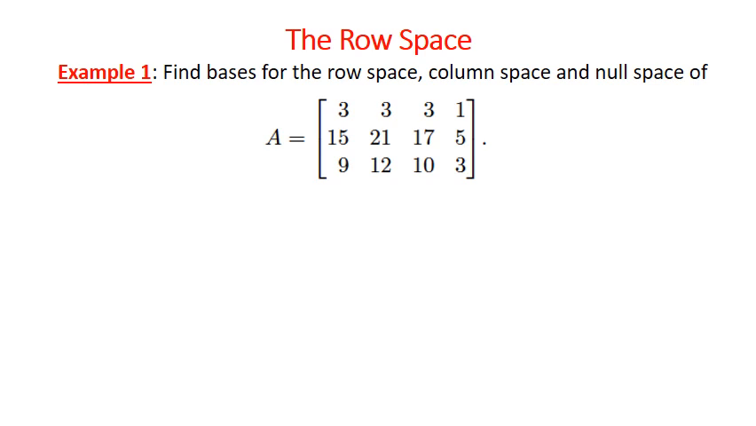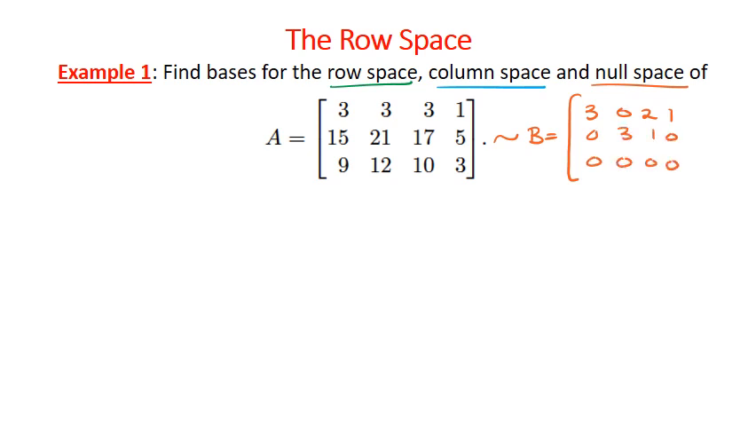So we're given this matrix A, and we want to find the basis for the row space, column space, and null space. When we begin these problems, the first thing you will want to do is row reduce this matrix to echelon form. So when I do that, I'm going to call this matrix B, and row reducing this to echelon form, I will get the following matrix.